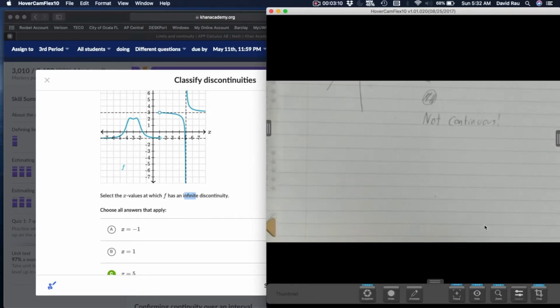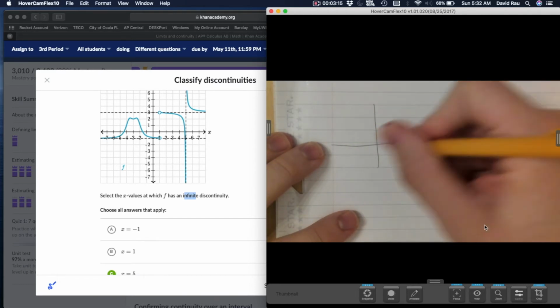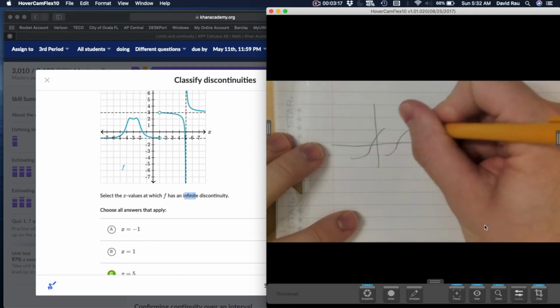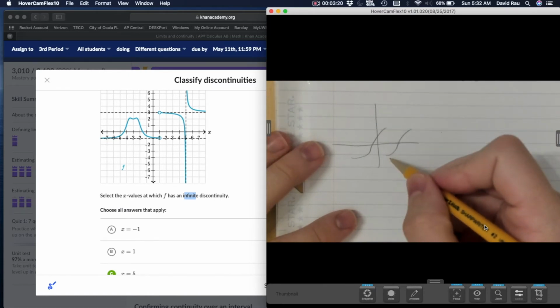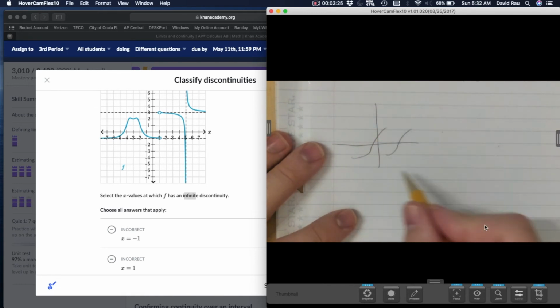While my page is loading, I'll just give you quick summary pictures here. What does a jump discontinuity look like? Essentially it looks like this. It doesn't matter where the closed and open circles are, it just matters that for some reason your graph is suddenly cut into two extreme pieces.